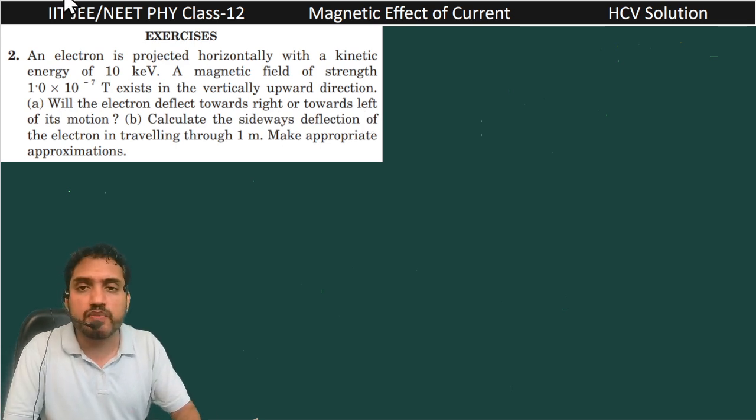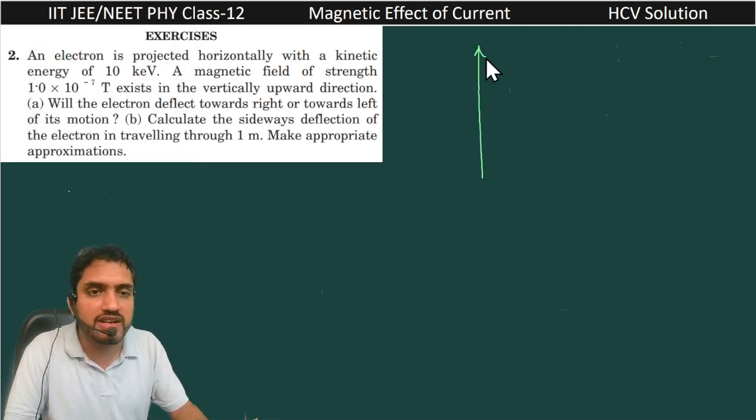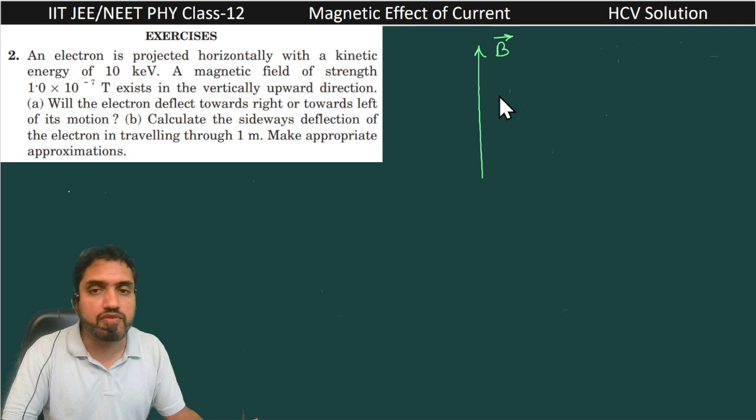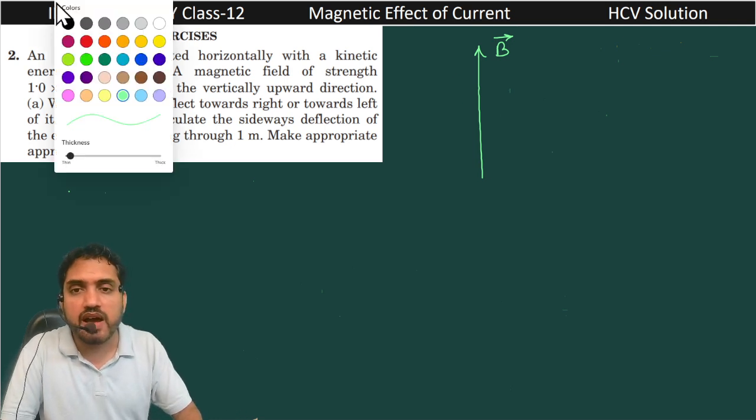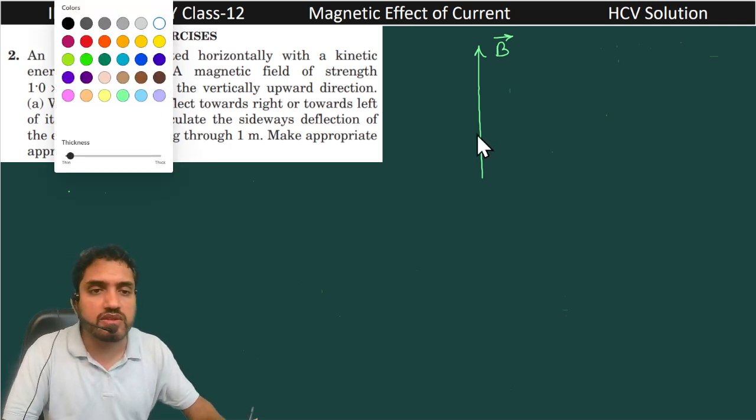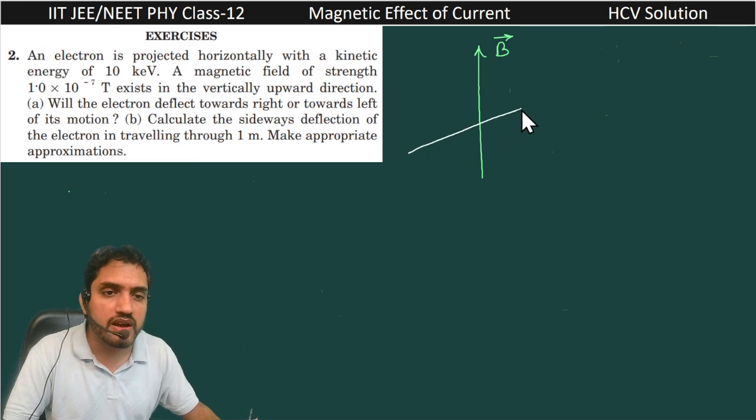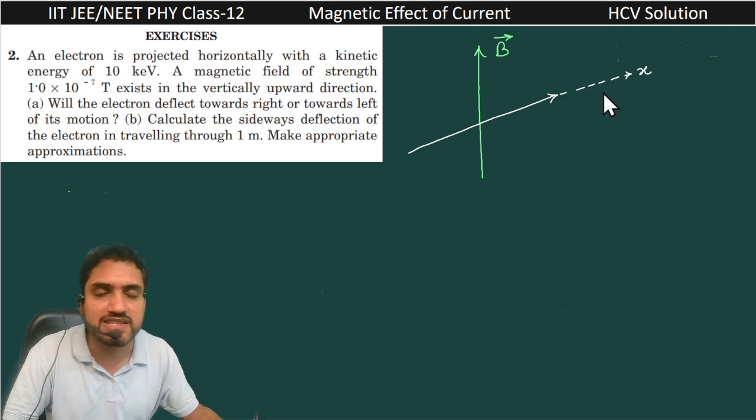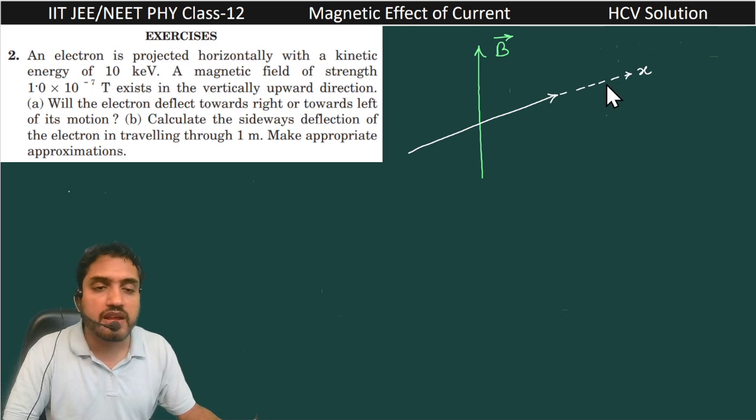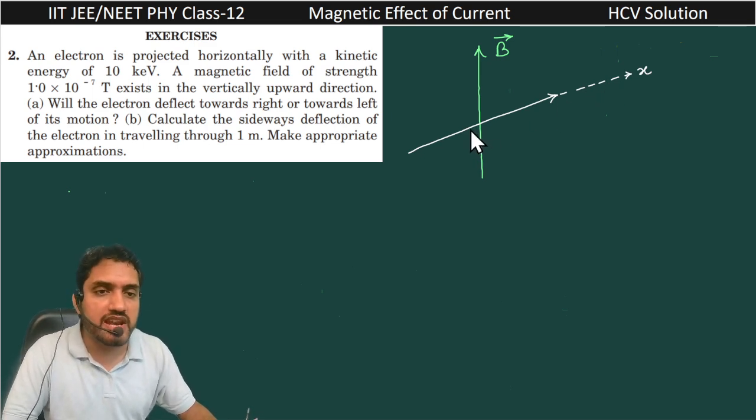Okay, so here we have this vertical upward direction, and in this direction the magnetic field exists. The electron is moving, let us consider, in the horizontal direction, and this horizontal direction we are considering as the x direction. So this is the direction of velocity.